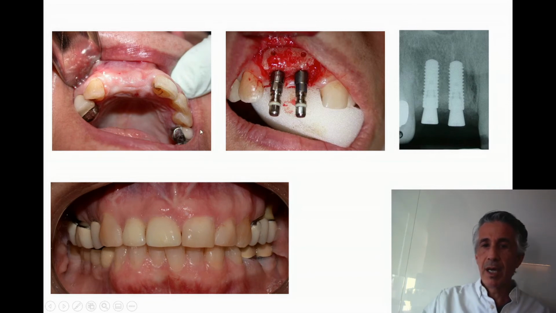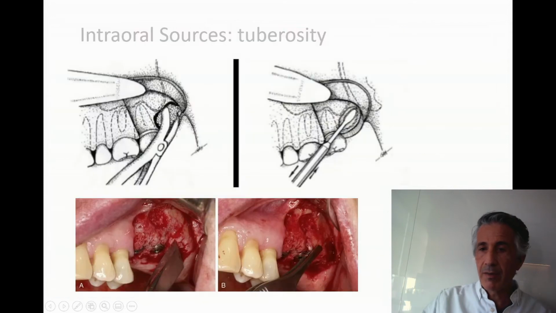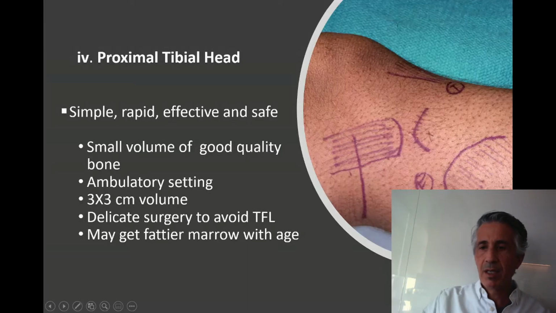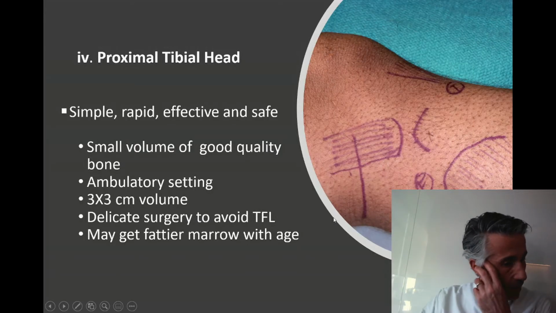But this wide defect can only be done with autogenous bone. Pushing this just with alloplastic bone, it can work, but with a higher failure rate and then a more frustrated patient. So tuberosity, as I said, sometimes is pretty good. We can use a chisel to chop it off, and we get nice cortical bone. This is if you need a little bit, but as I said, sometimes it gets a little bit fatty.